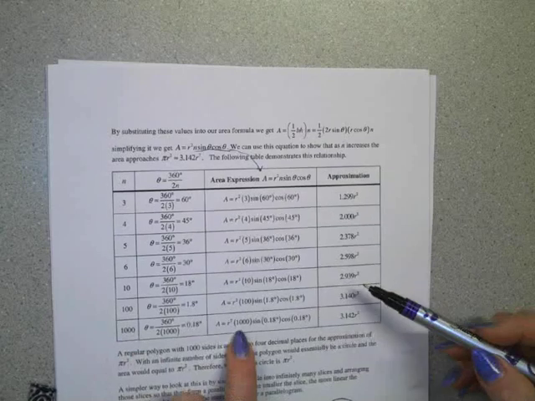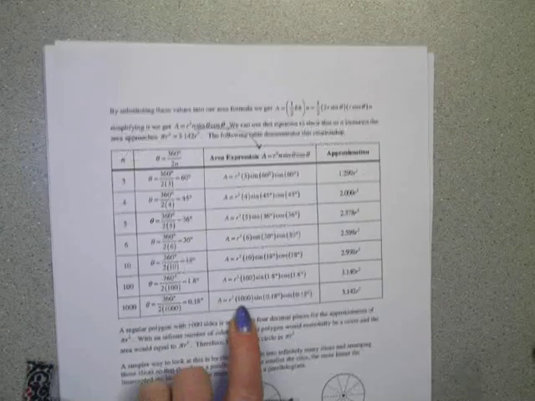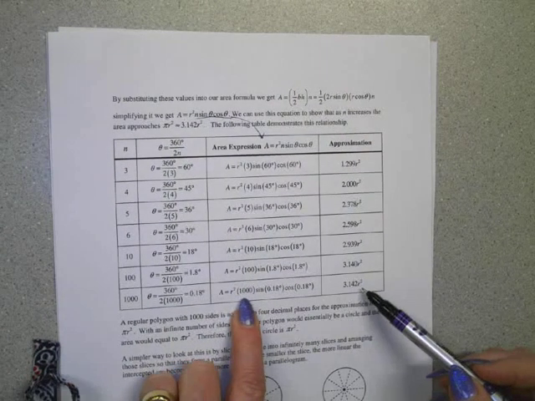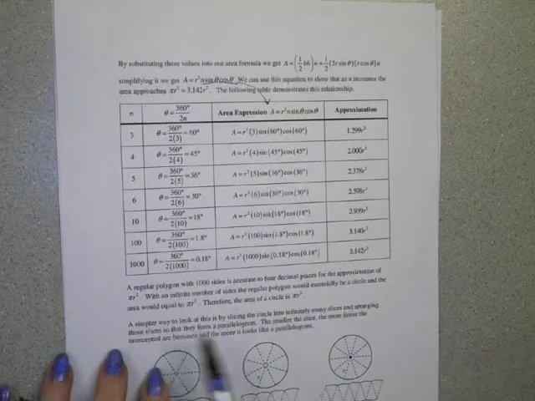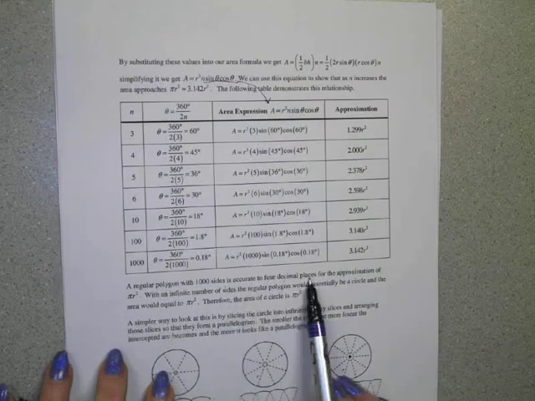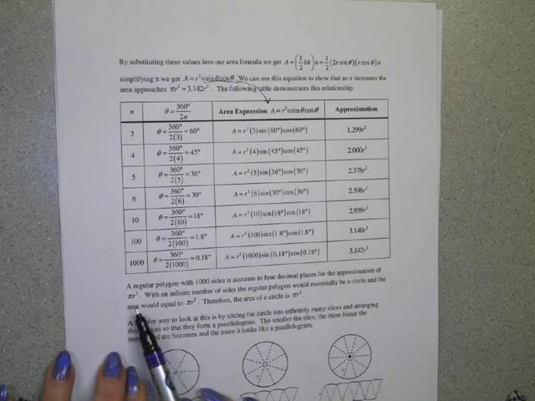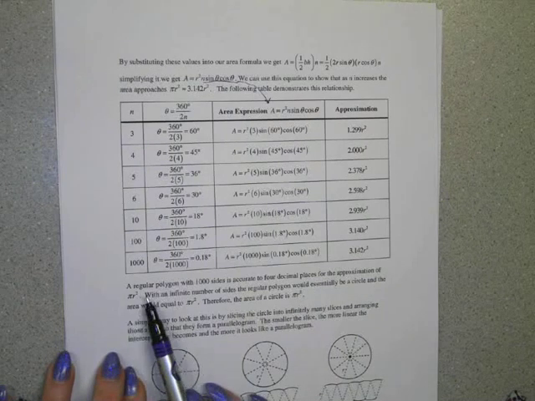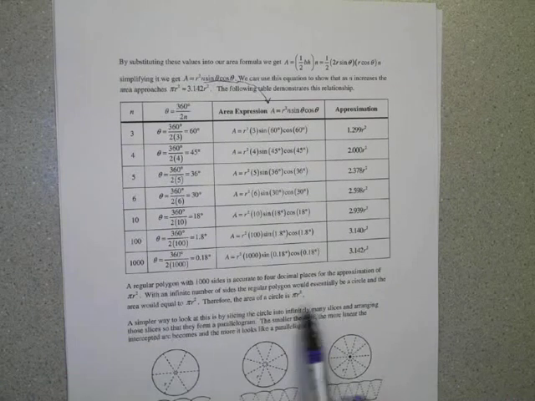Remember, we're trying to get to 3.14. And again, they go clear to 1,000. And when they get to 1,000, they're getting closer and closer to 3.142. So a regular polygon with 1,000 sides is accurate to 4 decimal places for the approximation of the area being pi r squared. So with an infinite amount, we would get closer.